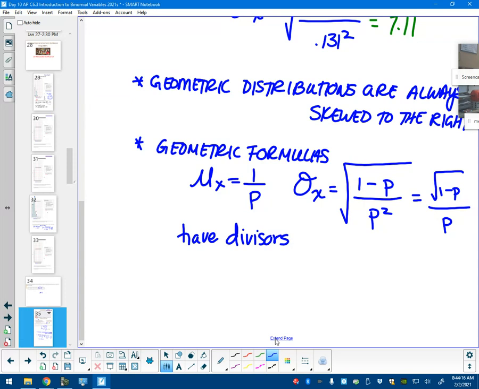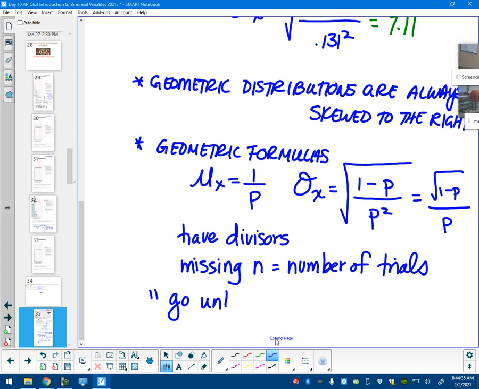Is that what you were going to say, Sophia? Yep. Missing n, which is the number of trials. And it makes sense that we're missing the number of trials because geometric, you go until a success happens. So we don't know the number of trials in geometric because you just keep going and going until. It's not infinite. I call it indefinite. Like you just don't know. Eventually it's going to happen.